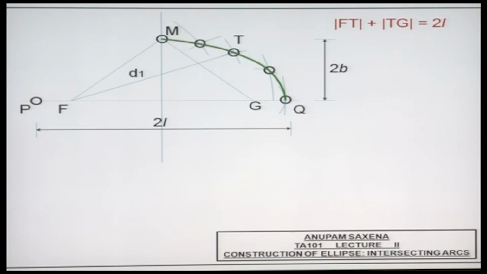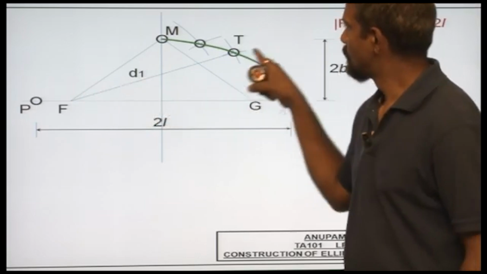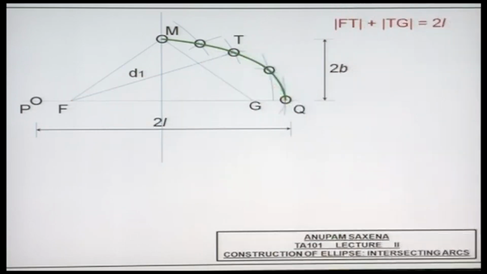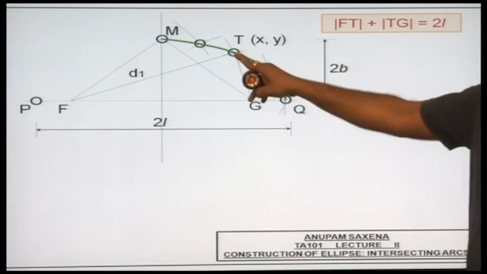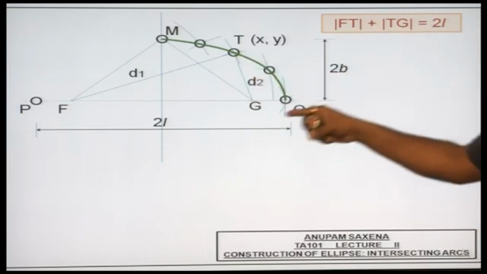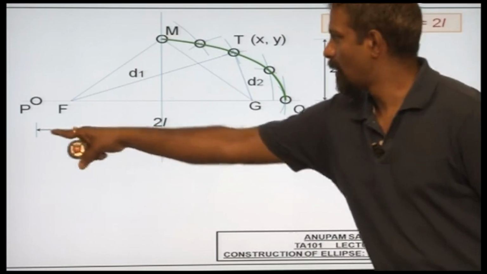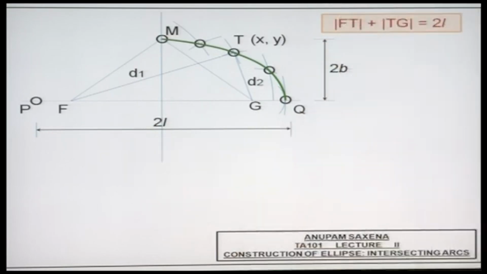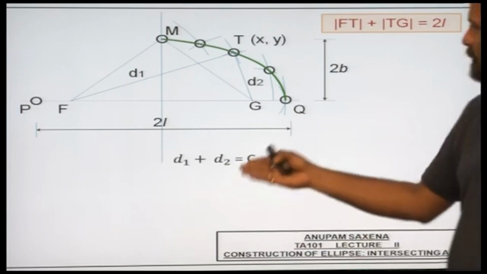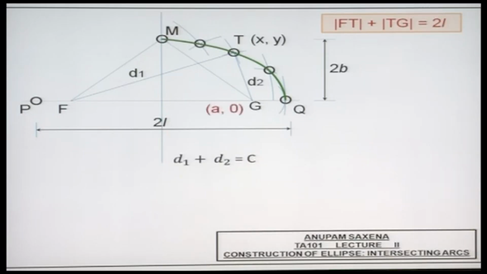Let's do a little bit of algebra. Choose any point T over here. Let's mark FT as distance d1, and let's mark GT as distance d2. Let the coordinates of T be x and y, and point T is a result of the property that d1 plus d2 has to be equal to the length of the major axis of the ellipse, 2L. Essentially d1 plus d2 is a constant because 2L is constant for a given ellipse.